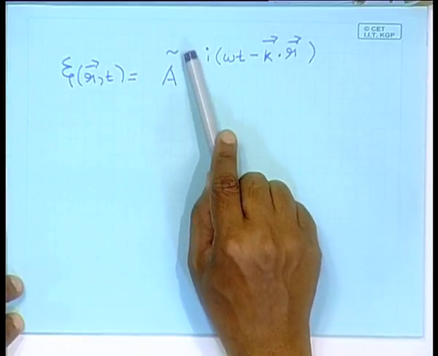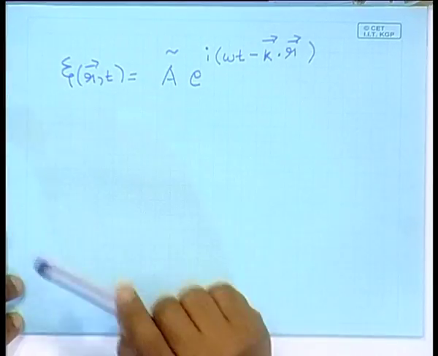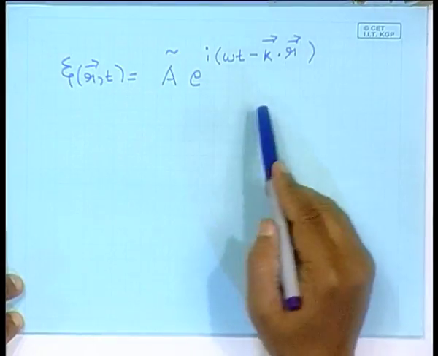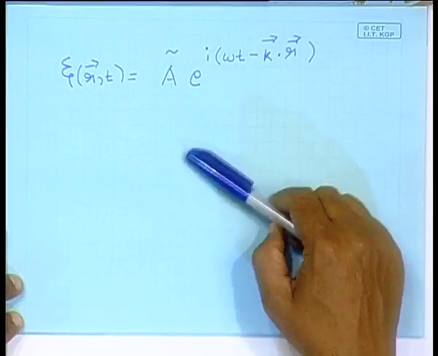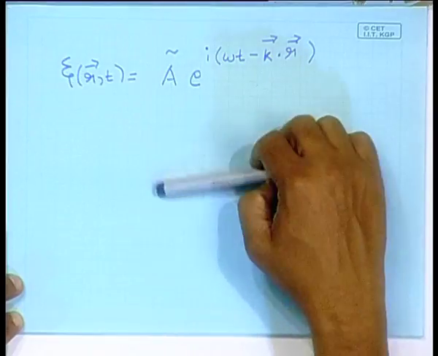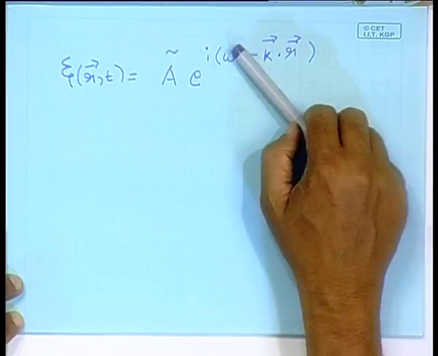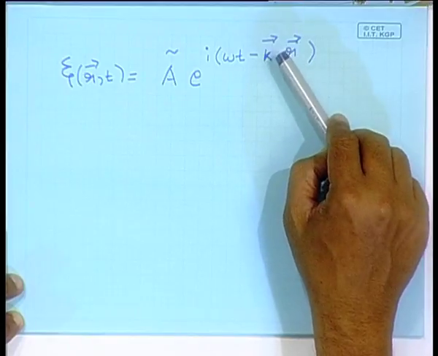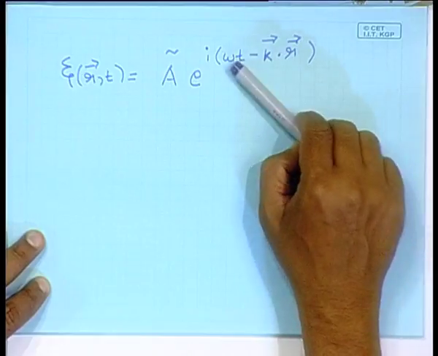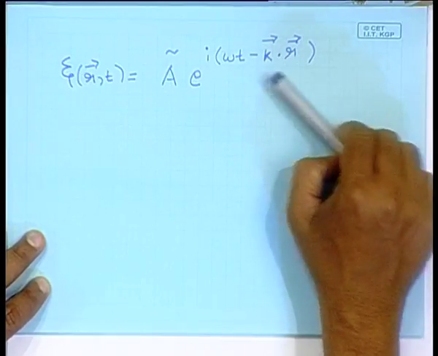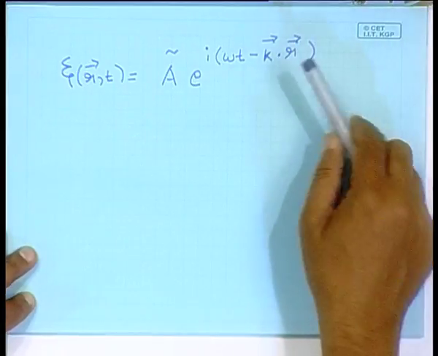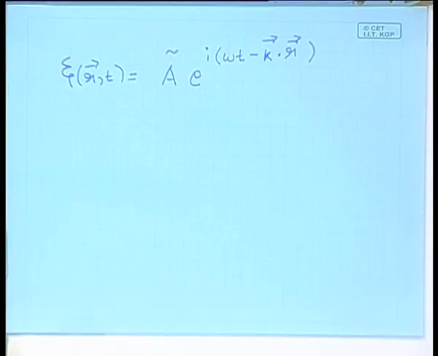So, this A is the amplitude of the plane wave. In the complex notation, it has both the amplitude and part of the phase. Omega is the angular frequency of the plane wave. It tells me, if I sit at a particular position, how fast the disturbance changes with time. K is the wave vector. It has the information about the direction in which the wave is propagating. It also tells us that at a fixed time, after what distance the wave will repeat, what is the wavelength.